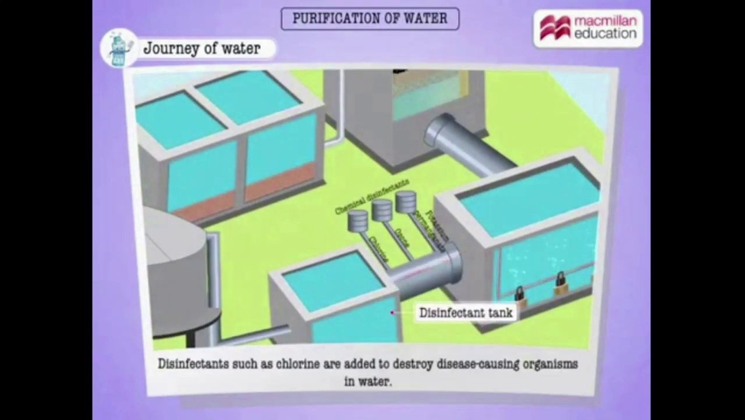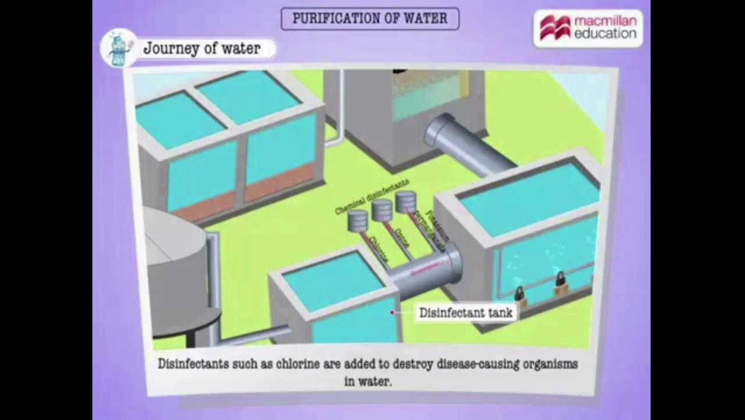Disinfecting is the final stage of the purification process. In this stage, water is carried from the aeration tank to the disinfectant tank. Adding disinfectants such as chlorine destroys disease-causing organisms in water.